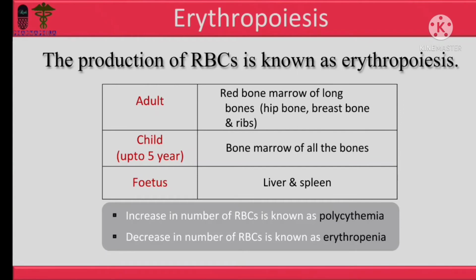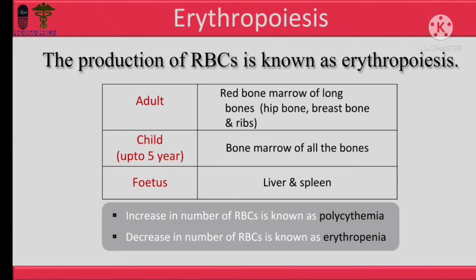Now, erythropoiesis. What is erythropoiesis? The production of RBCs is known as erythropoiesis. An increase in the number of RBCs is known as polycythemia. And what is a major cause of polycythemia? That is smoking and alcohol consumption, and any secondary disorder, that is called the secondary causes, which are cancer, leukemia, and other chronic disorders, etc. Now, a decrease in the number of RBCs is known as erythropenia.